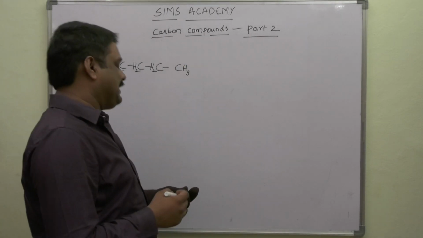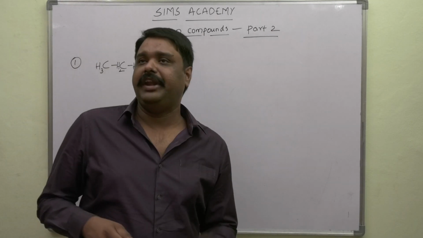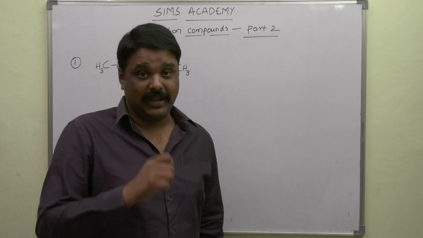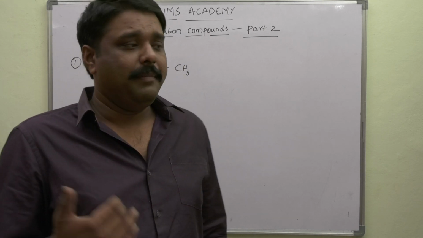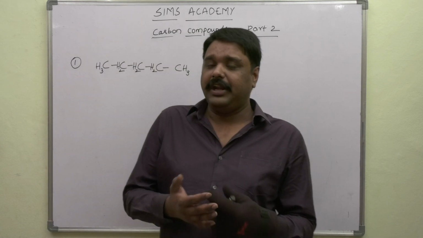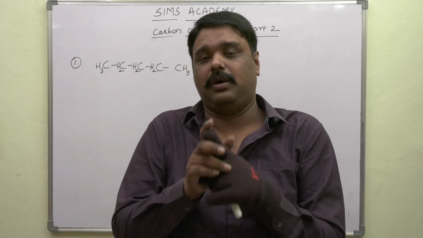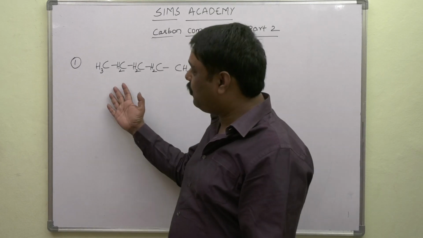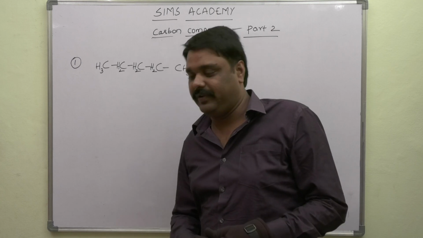Now let us name this organic compound. Before naming the organic compound, we need to give the numbering. How to give numbering? For giving the numbering, we need to check for the longest chain of the organic compound. Here we have only one chain, so we did not go for the longest chain over here.